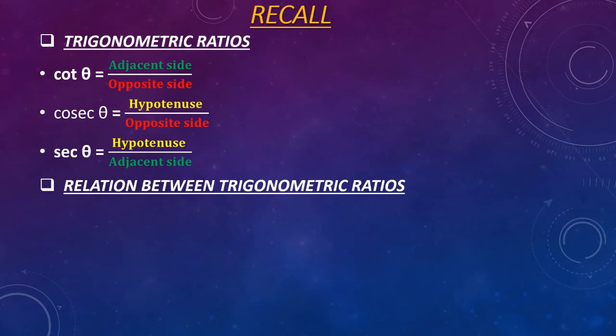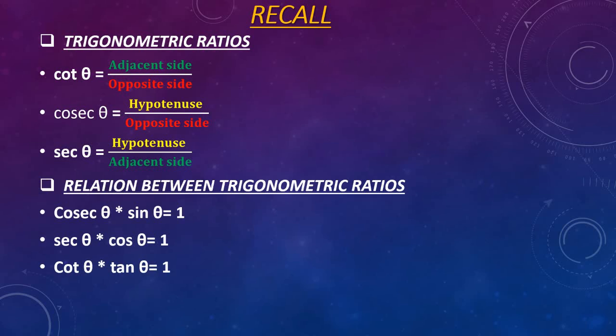Next we had seen the relation between trigonometric ratios. First is cosec theta into sin theta is equal to 1. Sec theta into cos theta is equal to 1. Cot theta into tan theta is equal to 1. Also we had seen the formula of cot theta, that is cos theta upon sin theta.